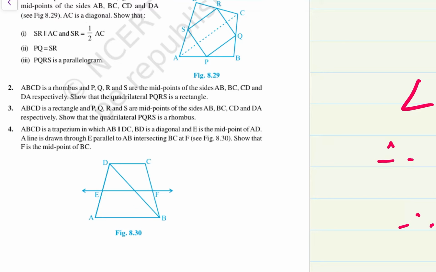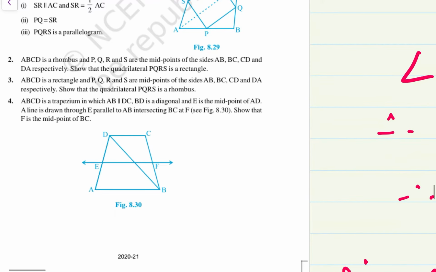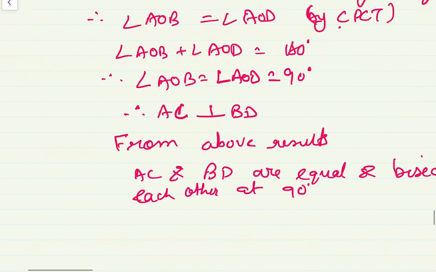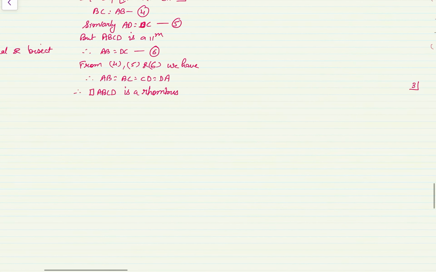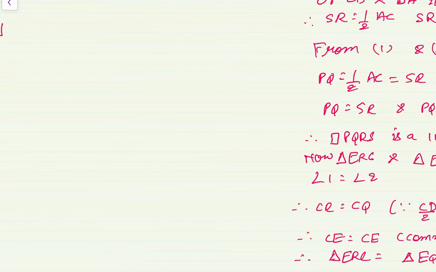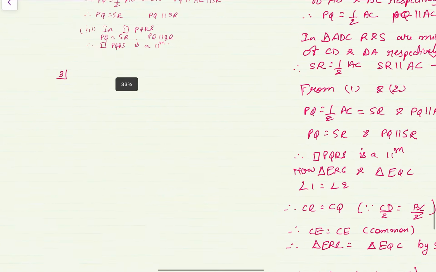ABCD is a rectangle and P, Q, R, S are midpoints of sides AB, BC, CD and DA. We have to show that the quadrilateral PQRS is a rhombus. That is a case which is similar to the above one and the reverse of it. So here we have the same figure as question number 2.